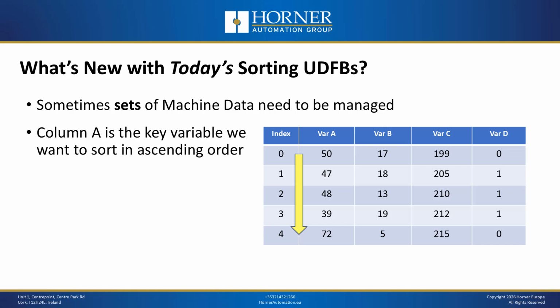For this demonstration, we want to sort variable A in ascending order, or sort up, and then we want the other variables to be sorted so they correlate with variable A. We are not trying to sort the data within variables B, C, or D. We only want to sort the data in variable A. But we want B, C, and D to be reordered to match the changes made to variable A.